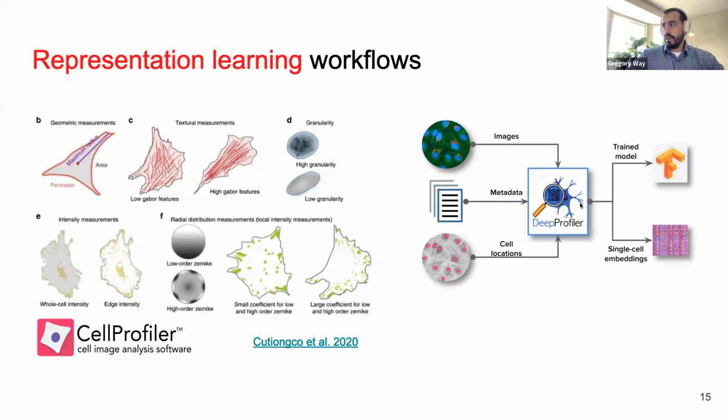A more emerging data type is based on deep learning. This is Deep Profiler. It's kind of the spiritual successor to Cell Profiler. That is essentially the same paradigm. It's a drop and replace. But instead of using these hand-engineered features, it's going to use deep learning and trained models from TensorFlow.